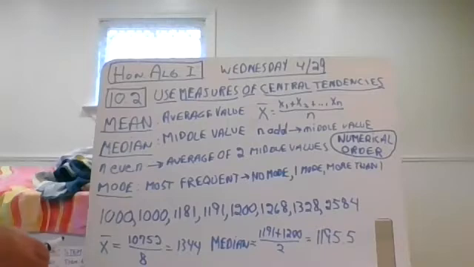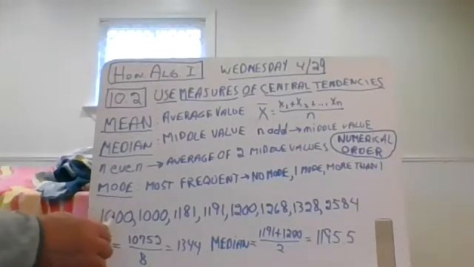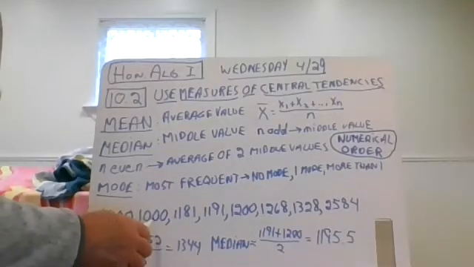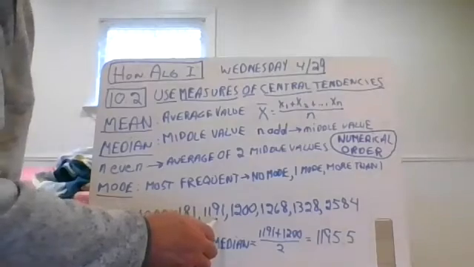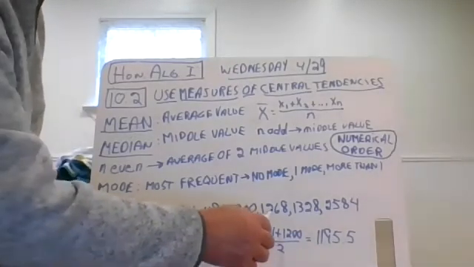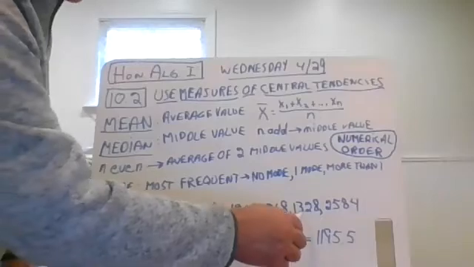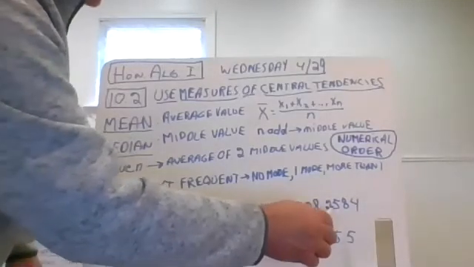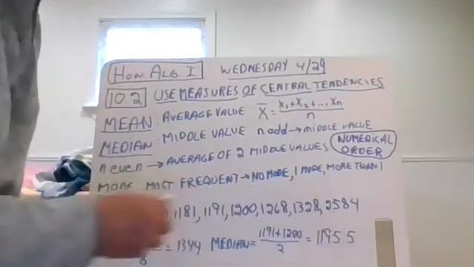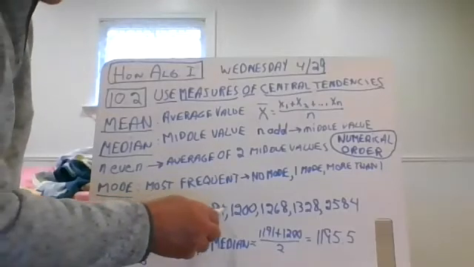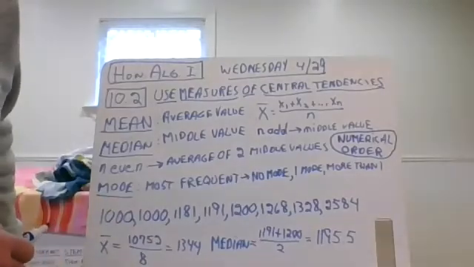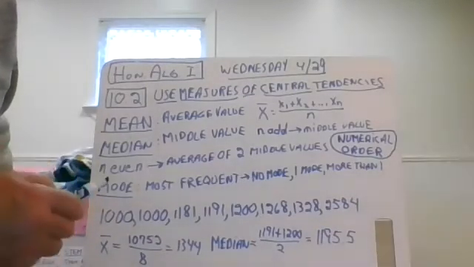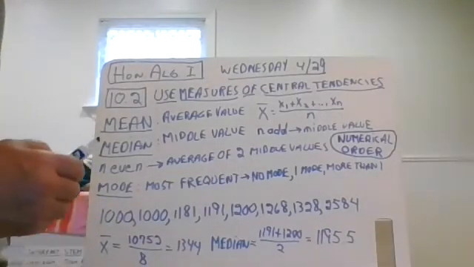All right, now let's take a set of data values. So write these down. 1,000, 1,000, 1,181, 1,191, 1,200, 1,268, 1,328, and 2,584. There are 1, 2, 3, 4, 5, 6, 7, 8 data values. And we're going to compute the mean, the median, and the mode.